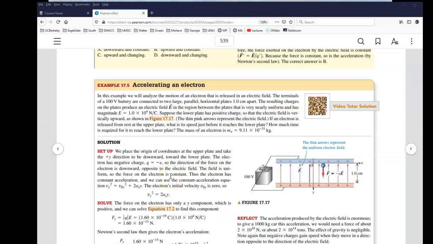I think I wanted to do 17.5. I paused the video for a second just to see what's going on, but yes, that's the one I want to do. Maybe I'll do another one before we do the problem. So let me work on example 17.5.